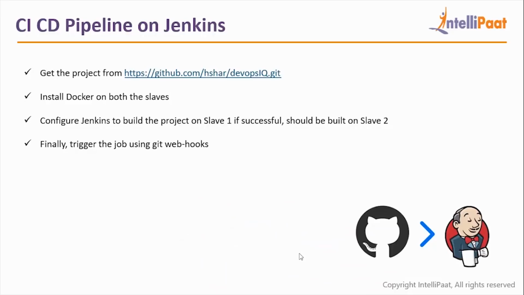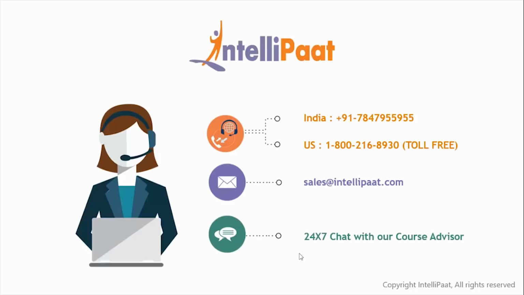So we were supposed to create a Jenkins pipeline, which would basically, if the slave 1 job is complete, be built on slave 2, and the job should be triggered by a Git webhook, and that we have done successfully.